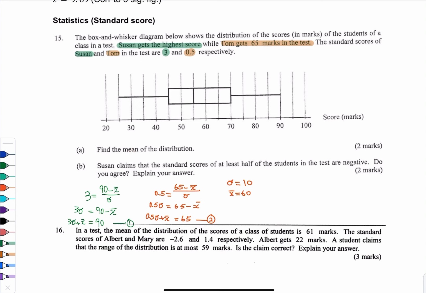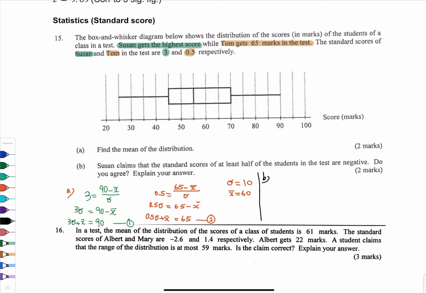Alright, so you're done with part A. How about part B? What is it saying? We now know the mean and the sigma already, right? Section B is always asking about standard score, so it has to be related. Susan claims that the standard scores of at least half of the students are negative. Let's check them. Half of the students means the middle one. So let's check the one in the middle, which is 55. If I can find their standard score, then I can know if at least half of them are negative or not. If this is negative, then the others are also negative, like these will all be negative.